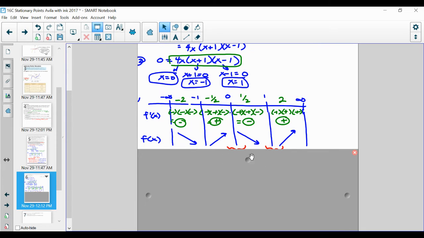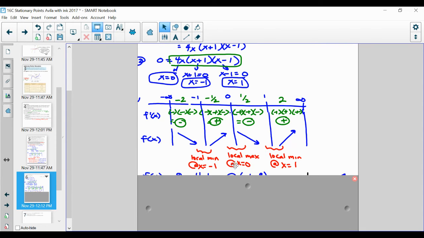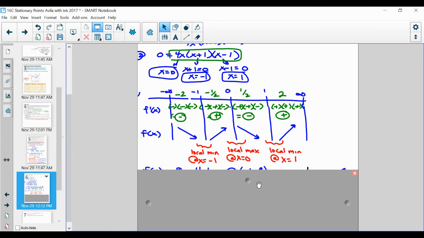Now that I know the shape of my function there, I can identify that if I've gone from decreasing to increasing, this must be a local minimum. If I've gone from increasing to decreasing, this must be a local max. And if I've gone from decreasing to increasing, this must be a local min. Drawing these little arrows helps me kind of visually see that.